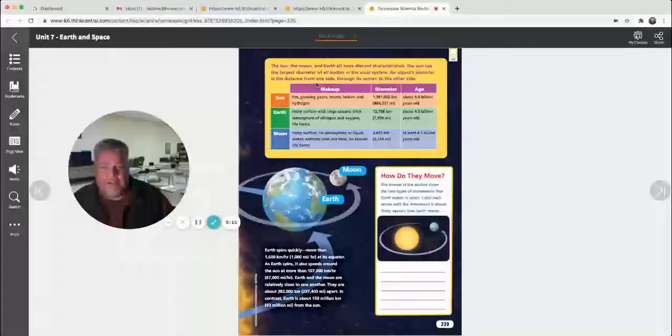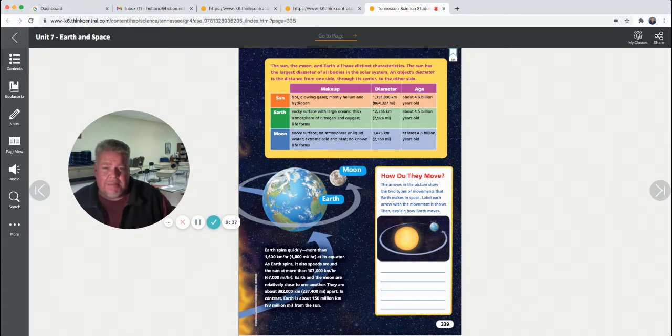All right, let's take a look at this right here. The sun, the moon, and Earth all have different characteristics. The sun has the largest diameter. That means it's the biggest of all the bodies in the solar system. An object's diameter is the distance from one side through its center to the other side. So let's look at this comparison chart here.